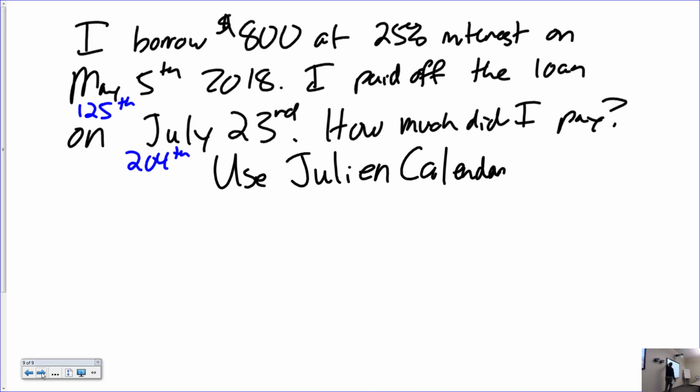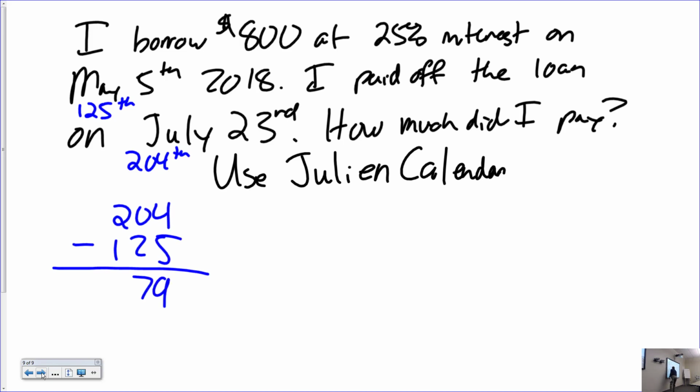How many days are there between the 125th day and the 204th day? 204 minus 125. There are 79 days between those two dates. Whenever you need to calculate the number of days between two dates, folks, please pull out the Julian calendar. Please note that from now on every test, you get to use this pamphlet, so you will always have the Julian calendar with you. Okay?